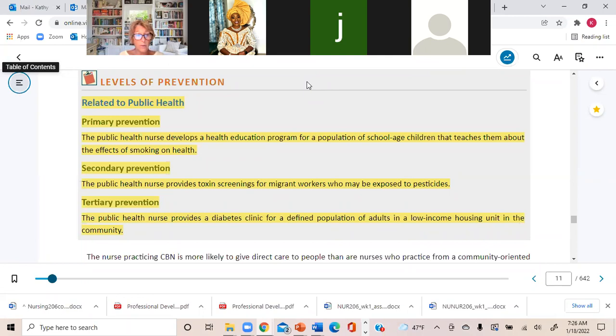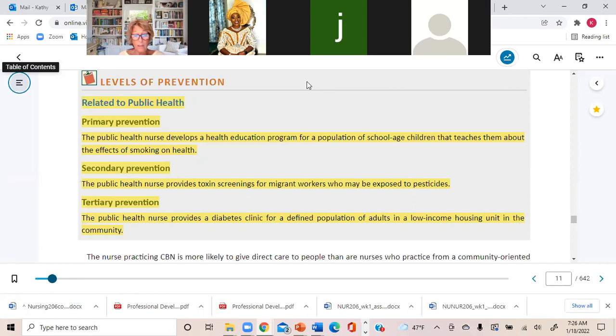So in primary prevention related to public health, the public health nurse develops a health education program for a population of school-age children that teaches them about the effects of smoking. Okay, so that's primary. It's prevention, it's education. Secondary, related to public health, is the nurse providing tox screenings for migrant workers that may be exposed to pesticides. So we're trying to identify early any issues with migrant workers who may have been exposed to pesticides.